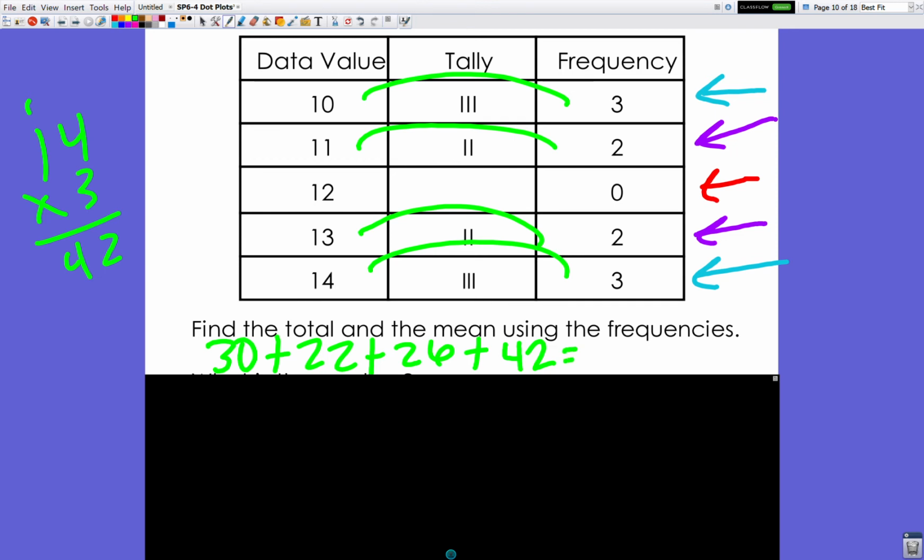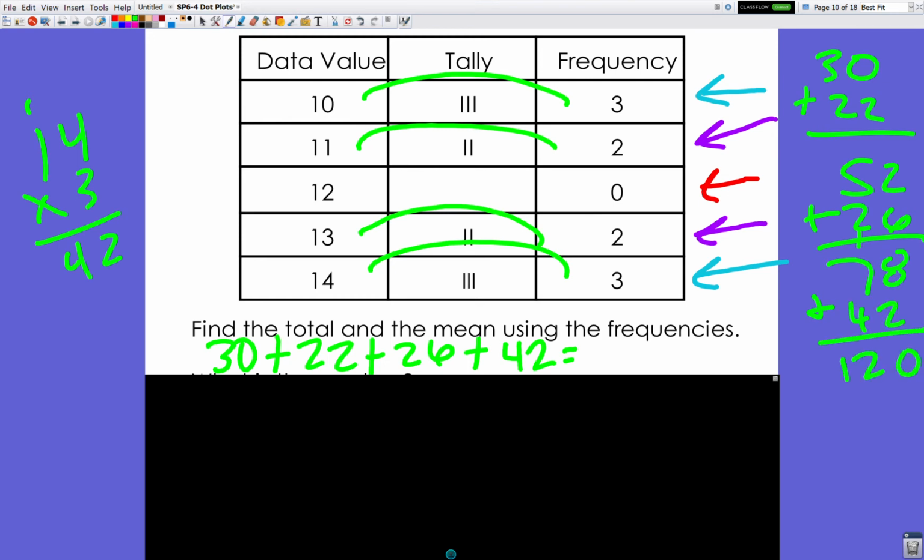Now we add it. The best way to add this is to stack them up. So we got 30 plus 22 is 52, plus 26 is 78, plus 42 is 120. And we'll divide it by the number of data points in our data set.